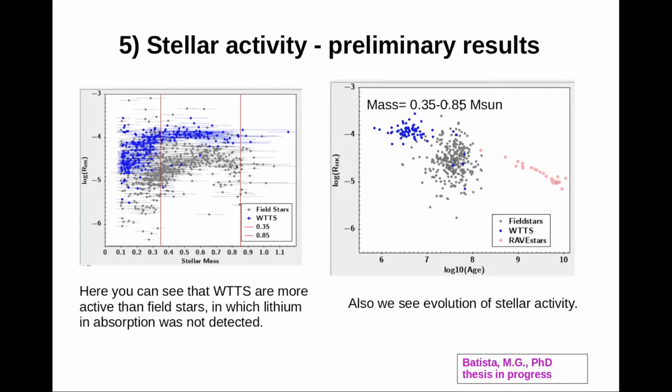The field stars are recognized because they don't have lithium in absorption as the weak T Tauri stars do. So it's apparent that weak T Tauri stars are more active than field stars. And also here, as expected, the older field stars show less stellar activity in comparison with younger T Tauri stars and follow the expected sequence of the evolution of stellar activity.